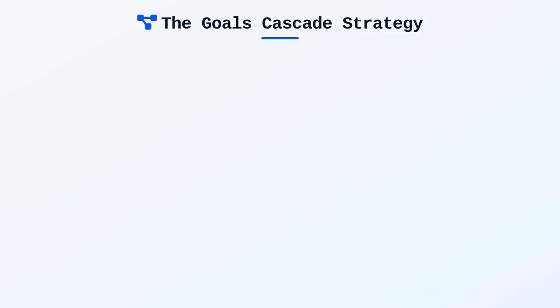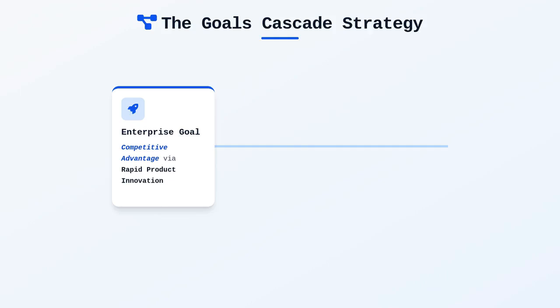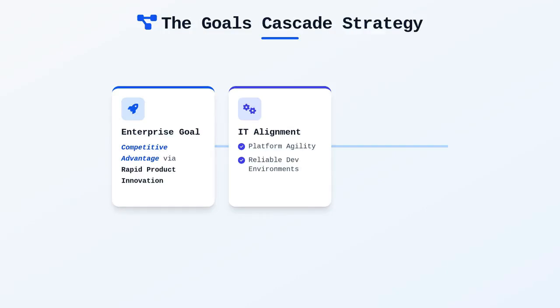To make this practical, imagine an organization that has identified its primary enterprise goal as the maintenance of competitive advantage through rapid product innovation. The goals cascade would dictate that the IT department prioritize alignment goals related to the agility of platforms and the reliability of development environments. If you were only measuring uptime, you might satisfy a generic IT goal, but you would be failing to support the business-critical need for innovation speed.